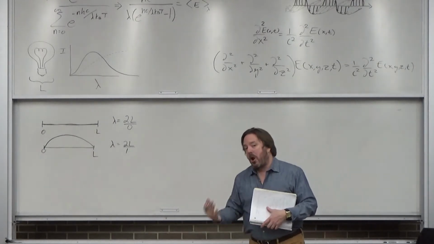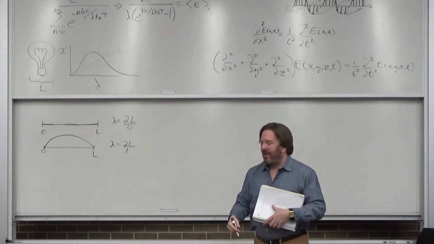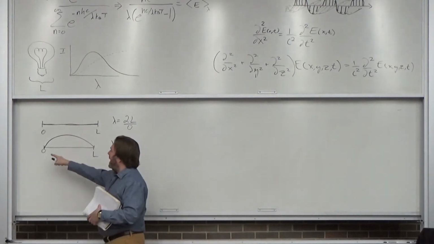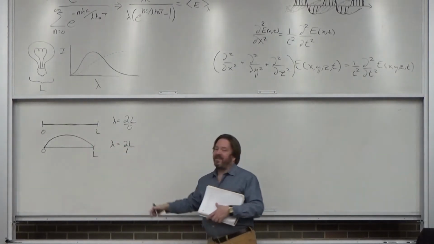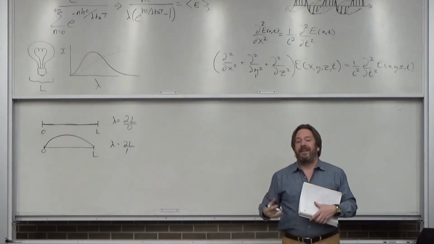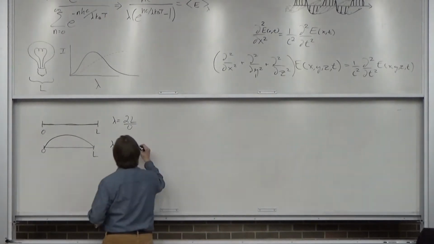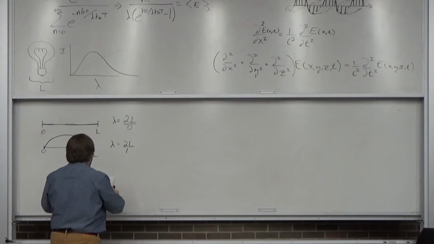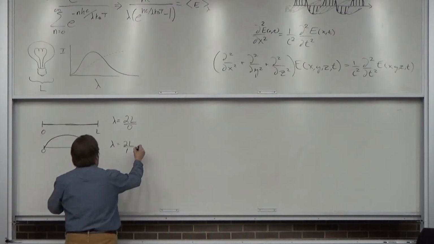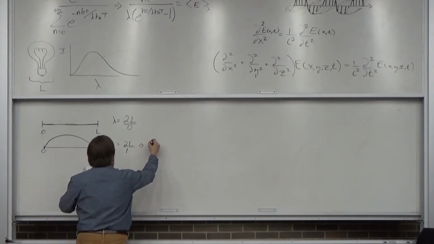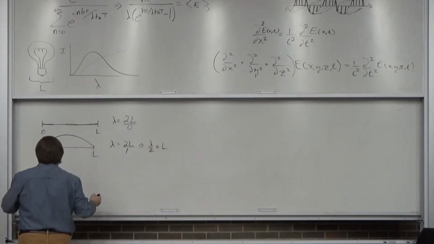No, it's 2L, right? A wavelength is a full cycle. That's a half cycle. I have to go out to 2L to see the full cycle. The wavelength is 2L. So that's why the wavelength is 2L over 1. And so, therefore, lambda over 2 is what the length is.